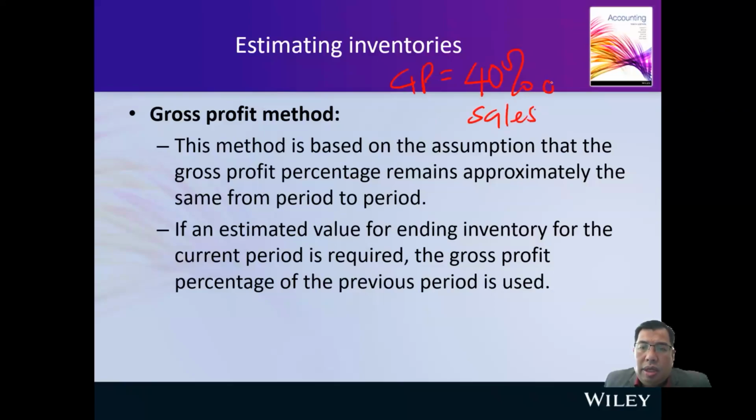40% on sales. So if your sales for the current year is 100,000, you can estimate that your gross profit should be 40,000 and your cost of sale should be 60,000. This is estimating using the gross profit method. If an estimated value for ending inventory for the current period is required, then the gross profit percentage of the previous period is used. We use the previous year's gross profit percentage.